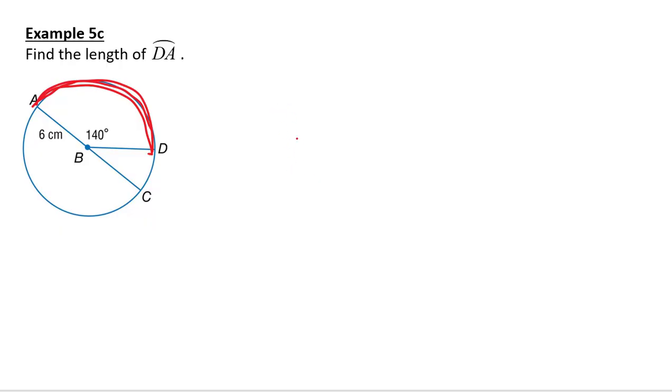So hopefully you tried that on your own. Okay? And it is 2 pi times 6 times the ratio of my angle, 140 over 360, and 14.66. Okay? So that is our video on measuring angles and arcs.